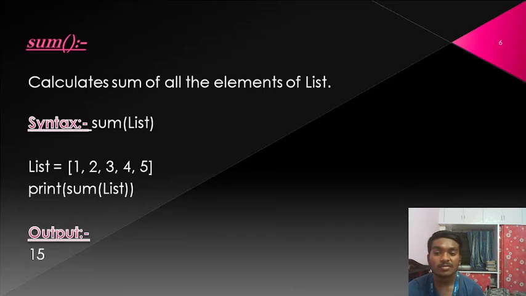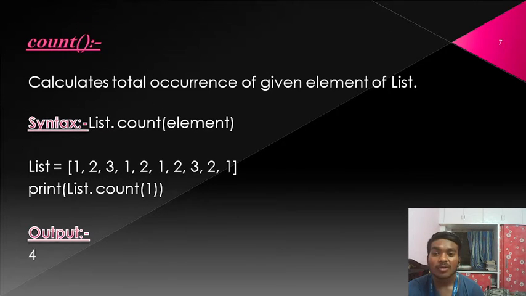Now we can give any type of list. List is equal to 1 2 3 4 5. Print sum of list. The sum function prints the sum of elements present in the list. If a string is present in the list, it gives an error. It is only used for float values and int values. Output of 1 2 3 4 5 is 15.